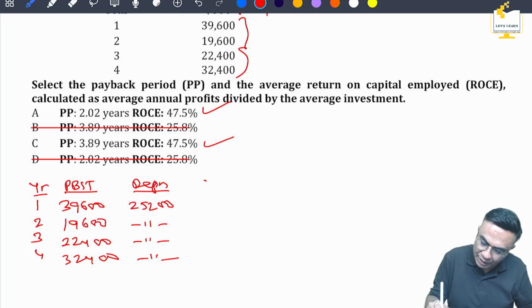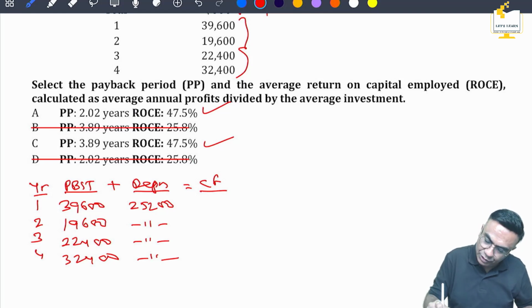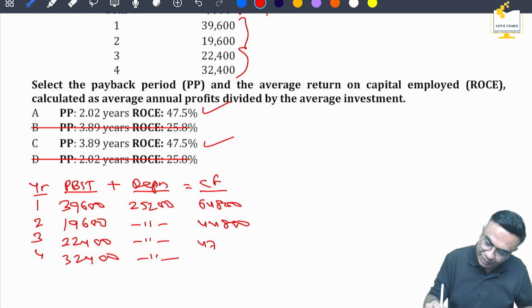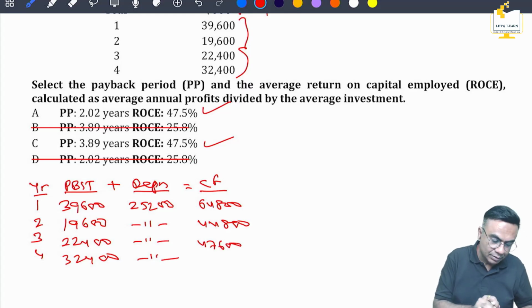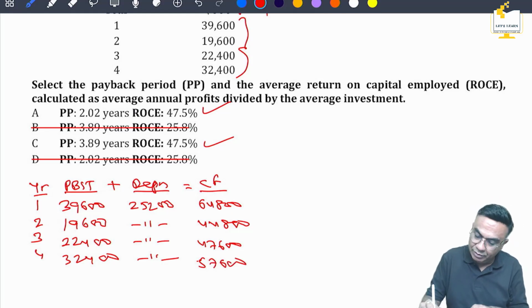So what is my cash flow? I have to add. So 39,600 plus 25,200, that comes to 64,800. Then 19,600 plus 25,200, that comes to 44,800. 22,400 plus 25,200, 47,600. And 32,400 plus 25,200, that comes to 57,600, right? We have to calculate cumulative cash flow.